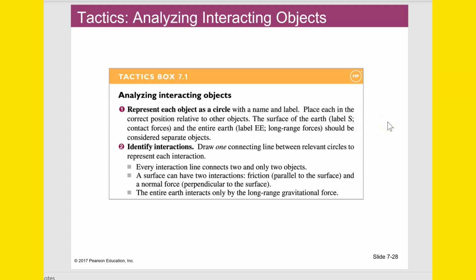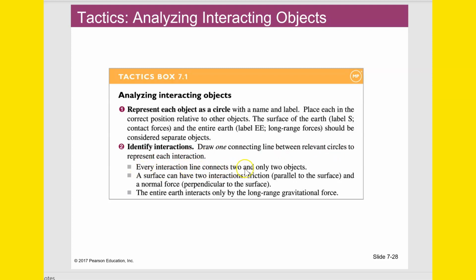That's necessary because the entire Earth is going to cause gravity on the objects that we're trying to analyze, whereas just the surface of the Earth is producing a normal force and a frictional force. So you want to separate those out, and you have to do that in these interaction diagrams. Draw one connecting line between relevant circles to represent each interaction.